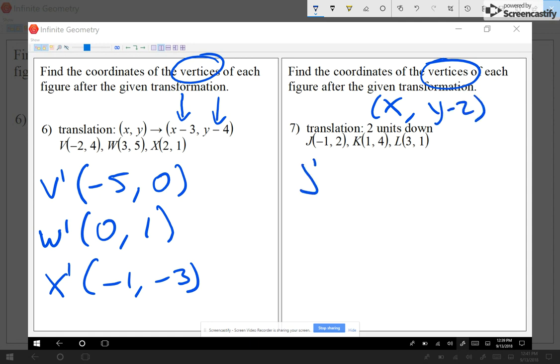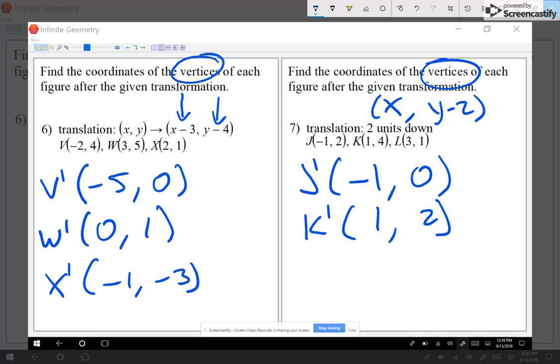So if I want to know what j prime is, leave the x alone. Just subtract 2 from y. If I want to know the k prime, leave the x alone. Just subtract 2 from y. Looking at L prime, leave the x alone. Just subtract 2 from y. Because it's 2 units down. I never said anything about left or right. If I said something about left, subtract from x. If I said right, add to x.